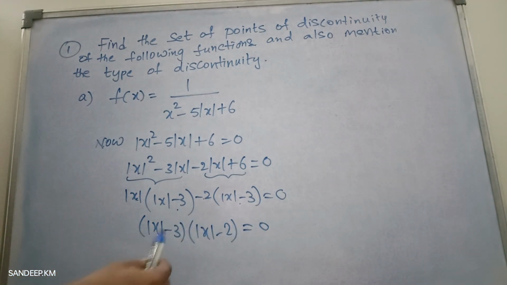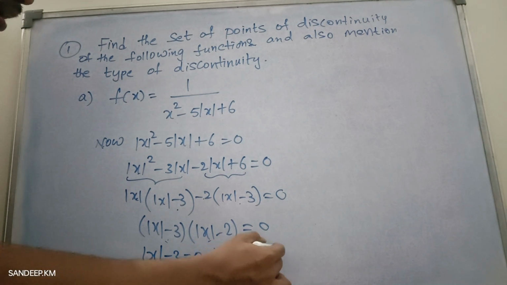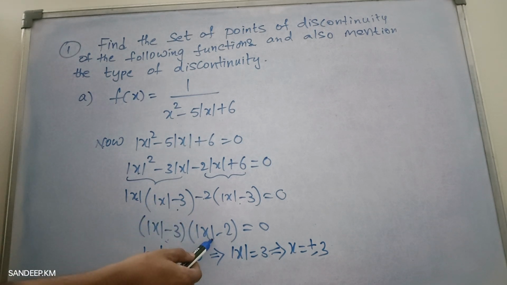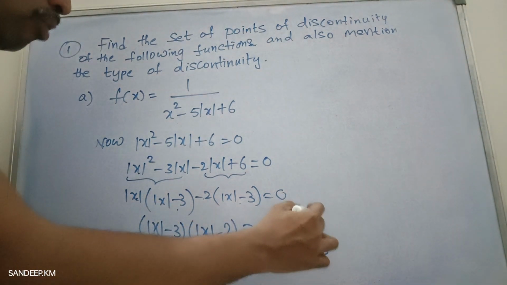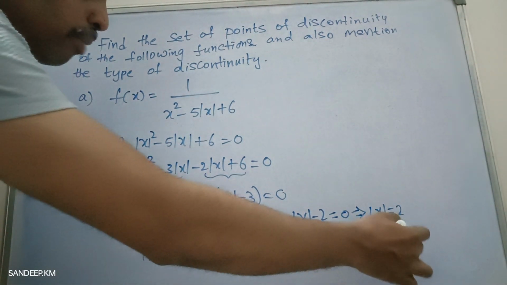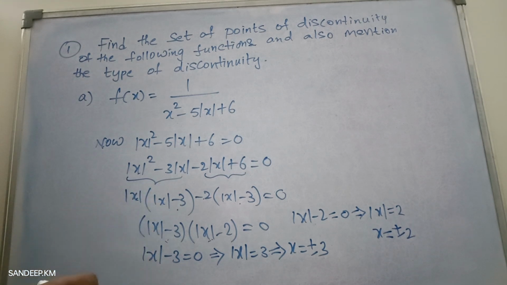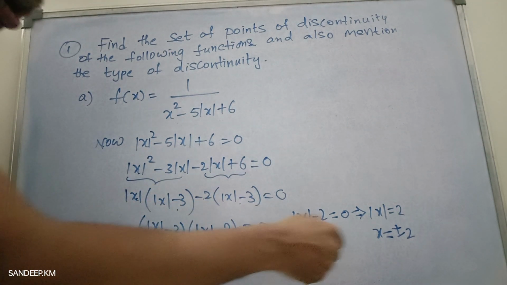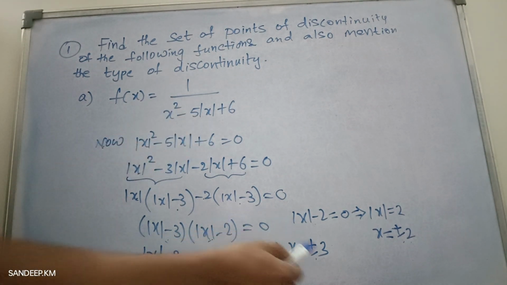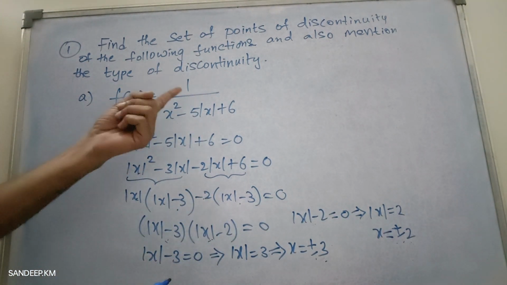to 0. When the product of two unknowns is equal to 0, either the first one is 0 or the second one is 0. What if the first one is 0? Then we get mod x is equal to 3, which means x is equal to plus or minus 3. And similarly, if the second one is 0, then mod x minus 2 is 0 means mod x is equal to 2 and x is equal to plus or minus 2. So dear students, from this we can say that if x is plus or minus 3 or plus or minus 2, then the value of the denominator becomes 0. So these four inputs are not in the domain of f of x.